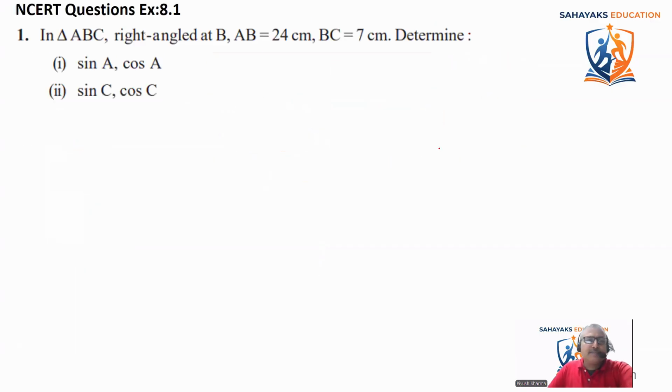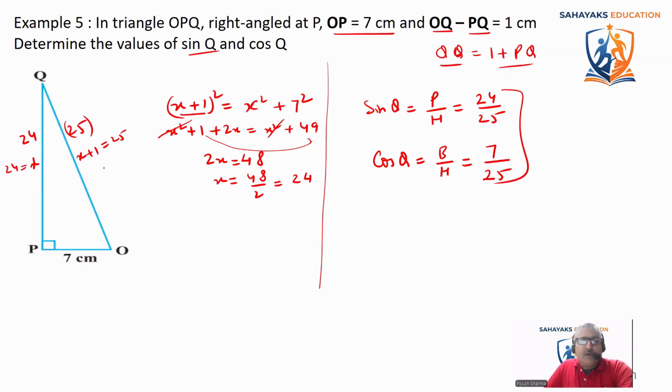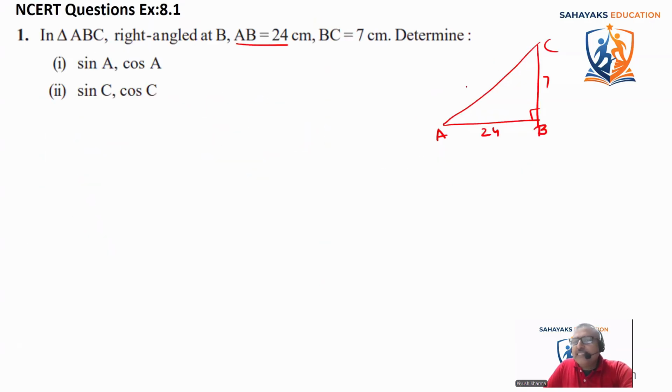Okay, coming next. In triangle ABC, right angle at B. Let's make a triangle. When you make a triangle, it becomes all the more simpler. Right angle at B, AB is equal to 24 and BC is 7. In the previous question we found 24 and 7, so the value of AC will come out to be 25. Else we would have calculated using the Pythagoras theorem.